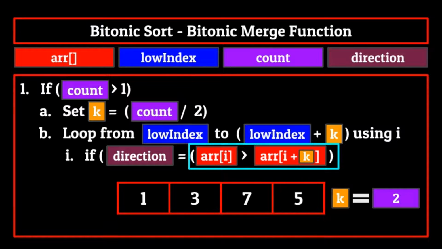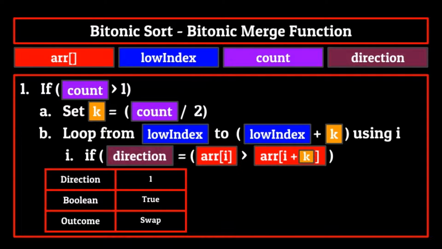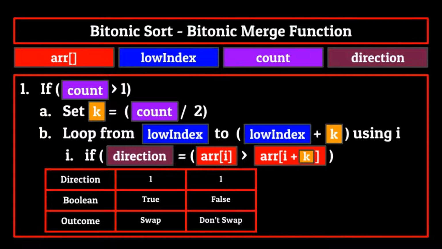Nothing too complicated. Now if the direction variable is 1, and the element at the i index is greater than the one at the i plus k index, we swap. But if not, we don't swap. This is because if we are sorting the list in ascending order, we want larger elements on the right. And so, if the element on the left, the one at index location i, is greater than the element at index location i plus k, we need to swap it. If it's less than the element at i plus k though, then we can leave it alone, since it's already put in ascending order.